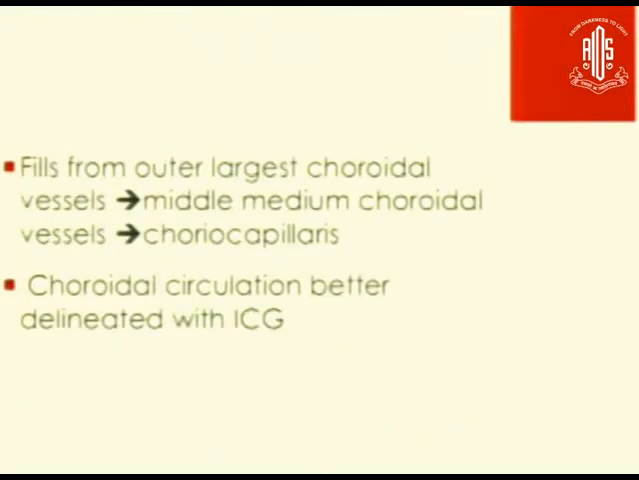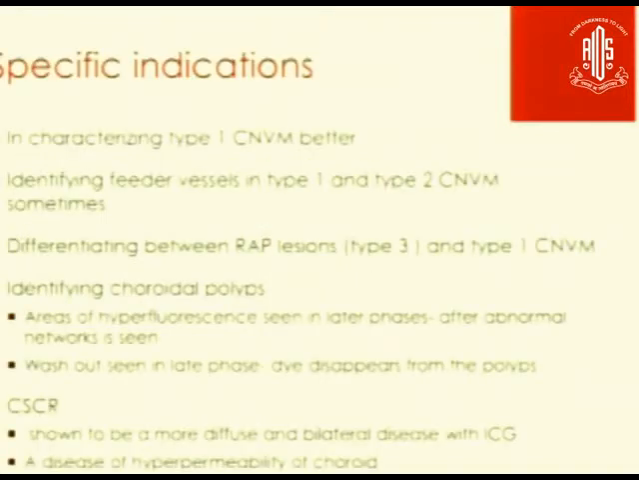It fills from the outer largest choroidal vessels, then the medium middle vessels, and then the choriocapillaris. So unless you know the sequence, because they overlap on each other, you cannot understand what is happening in an ICG angiogram. And choroidal circulation, as I said, is better delineated with ICG.